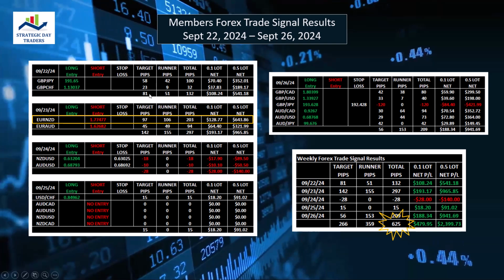This is the first trade post of the week on the 22nd with an easy 132 pips. And then the following day, we knocked out almost 300. The 24th, we had our unexpected news come out. So we had a bit of a red day, but certainly limited it based on nice, well-placed stop losses.